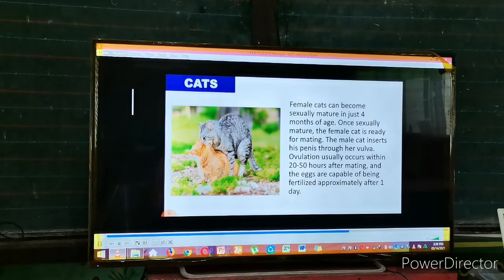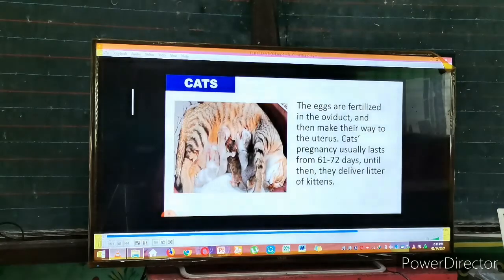The male cat inserts his penis through her vulva. Vulva is the external part or genitalia of the female cat. Ovulation occurs within 20 to 50 hours after mating, and the eggs are capable of being fertilized approximately after 1 day. So, mag-fertilize siya pag nagkaroon ng mating after 1 day.